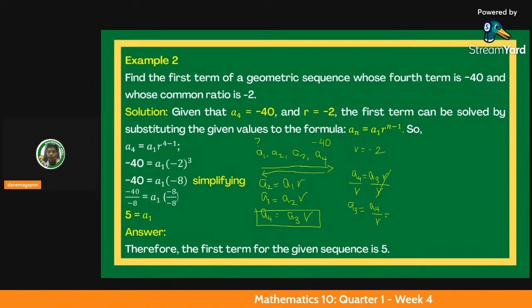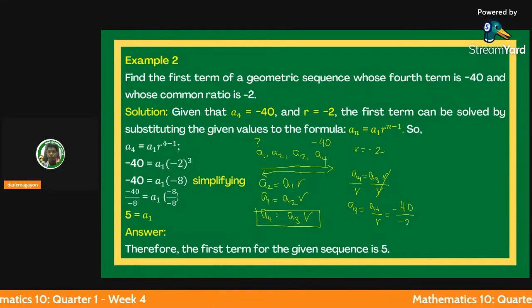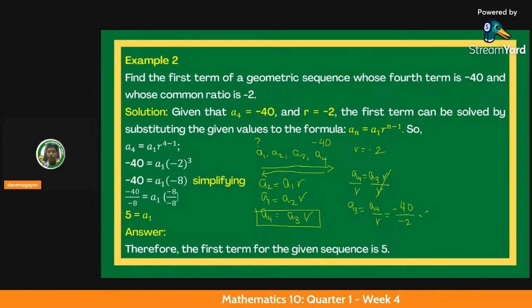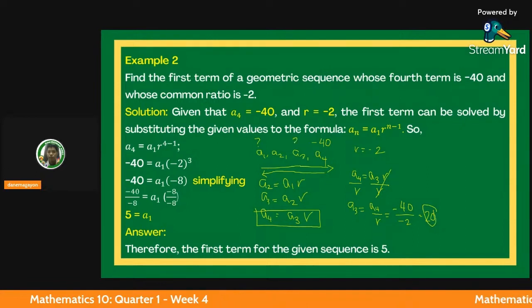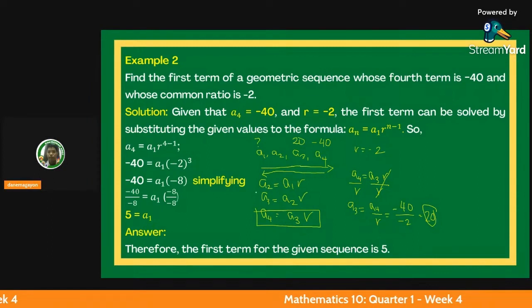We all know that our A sub 4, based on the problem, is negative 40, and our R is negative 2. Right? When you divide negative 40 by negative 2, the corresponding value is 20. So our third term will be equal to 20. We will do the same with the other situation.